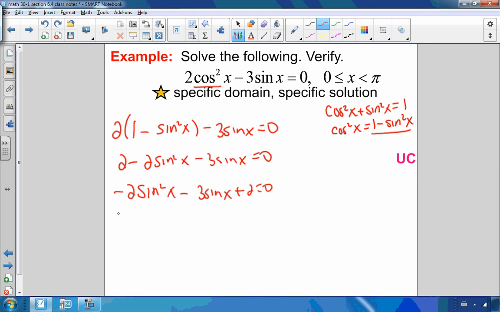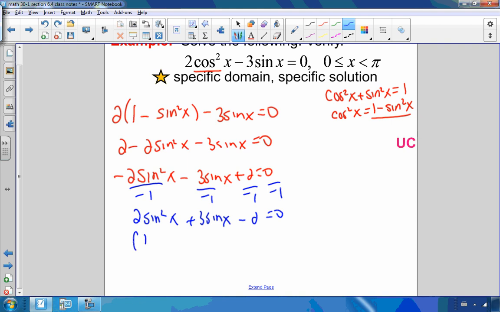And then I'll just divide all my terms by negative 1 to make my leading coefficient positive. I can do that because it's an equation. I'm not changing it because I'm doing it to both sides. So I end up with 2 sine squared x plus 3 sine x minus 2 equals 0. And then I'm just going to go ahead and factor this.